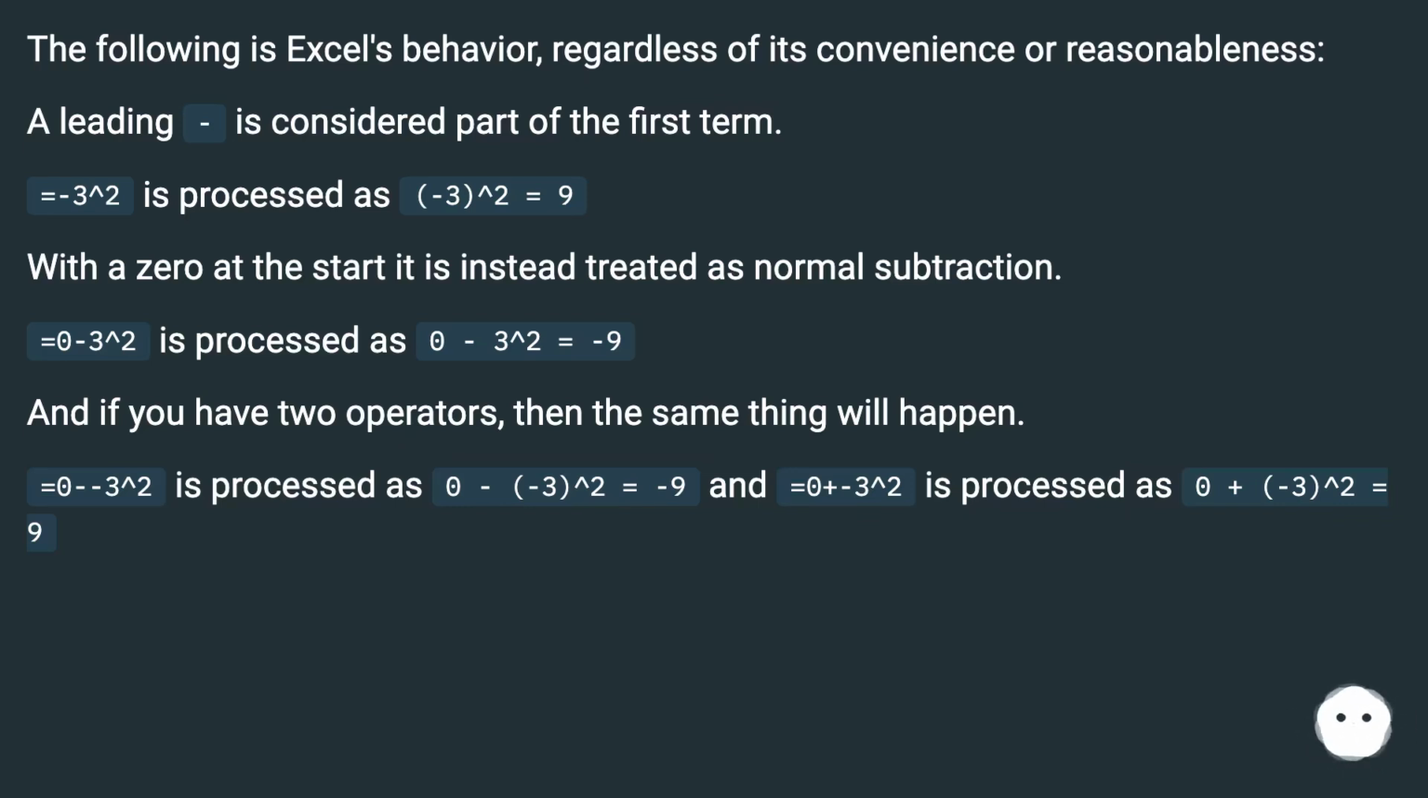And if you have two operators, then the same thing will happen. =0--3^2 is processed as 0 minus (-3)^2 equals -9, and =0+-3^2 is processed as 0 plus (-3)^2 equals 9.